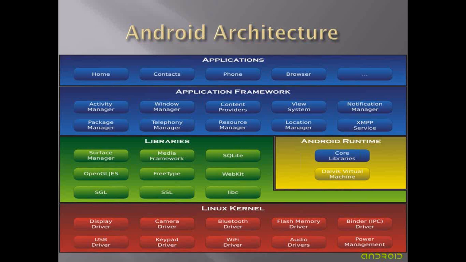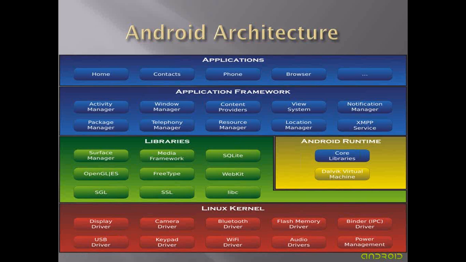So let's see what exactly is present in the Linux kernel. In the Linux kernel, all the things are drivers. What exactly are these drivers? If you want to interact with any hardware, you can see the display, the camera, Bluetooth, flash memory, power management, binder IPC driver, keypad, Wi-Fi, audio, USB. All these are hardware related components.